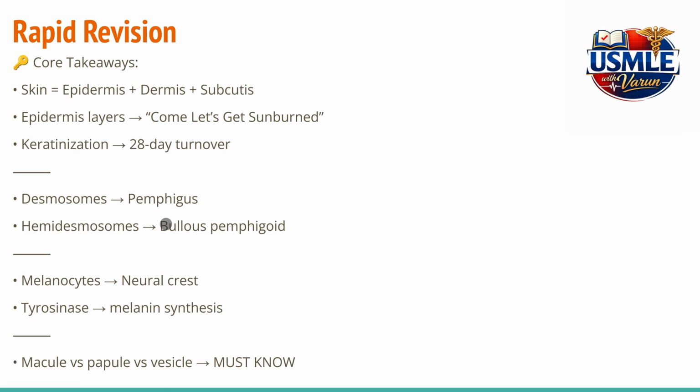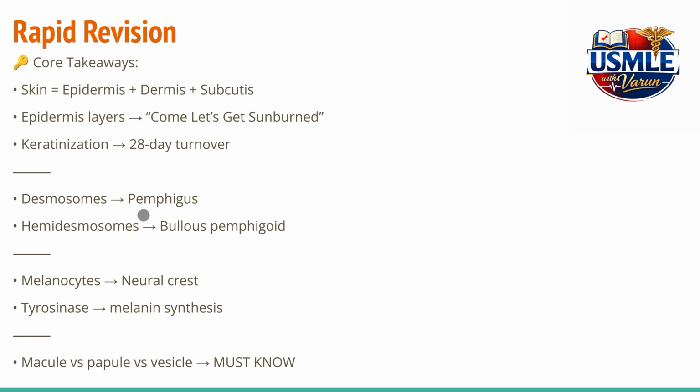Now let's quickly summarize this entire module. Skin has three core layers: the epidermis, dermis, and the subcutaneous layer. Epidermis layers can be memorized using a mnemonic: Come, let's get sunburned. Stratum corneum, stratum lucidum, stratum granulosum, stratum spinosum, and stratum basale. Keratinization is the process where cells move from the basal layer to the apical cells, and as they move through this, nuclei are lost, and eventually they become dead cells, which are mainly concerned with the role of protective barrier function. This entire process of keratinization occurs in cycles of 28 days.